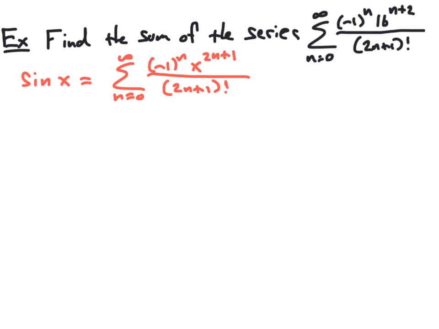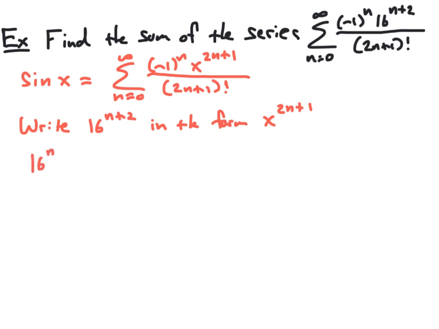And our series is almost in this particular form, except for the 16 to the n plus 2, which is not in the form x to the 2n plus 1. And so what we need to do is write that term in the numerator, 16 to the n plus 2, in the form of x to the 2n plus 1. And we can do this using properties of exponents.